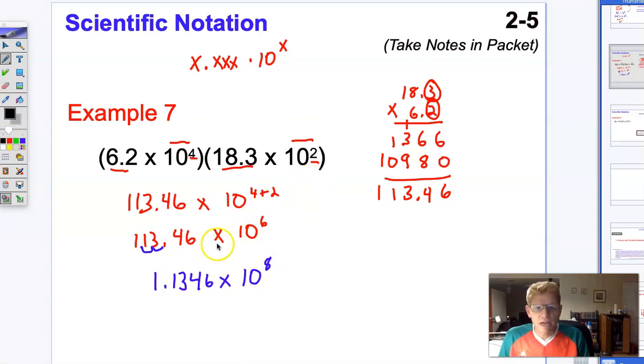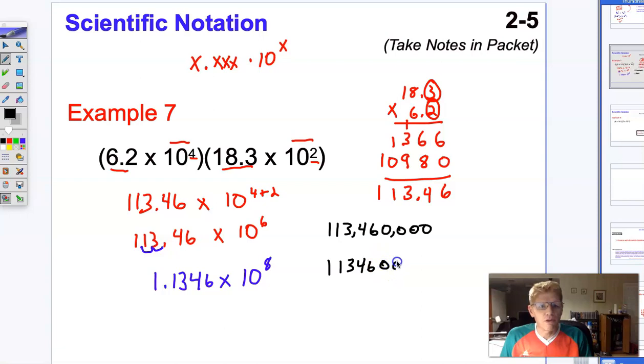And remember why we do that is because up here, 113.46 times 10 to the 6th is 113, and then we move that decimal point 6 spaces, so we get 113,460,000. If we move this to the left, we have to increase that number so that we get the same number. This is, again, 1, and then we move the decimal 8 spaces, so we get 1, 1, 3, 4, 6, and 4 more zeros. And that's going to give us the proper number, 113,460,000. So this is our correct answer.